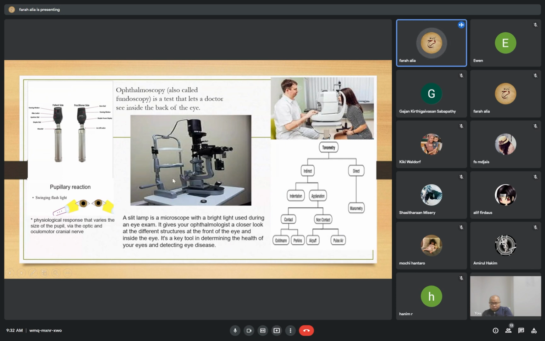Another one is the slit lamp. It is a type of microscope with a bright light used during eye exams. It can give a closer look at the different structures at the front of the eye and inside the eye. Another type is tonometry. Tonometry is used to measure the intraocular pressure of the eye. It has a few types, direct and indirect, so I will not go further.